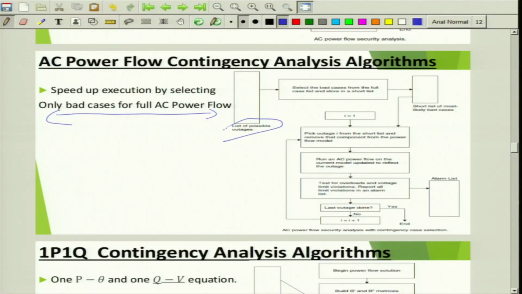So take the list of all possible outages. For them, select the bad cases from the full case list and store them in a short list. How do you do it? By carrying out DC power flow. DC power flow is a very quick method. So use DC power flow to shortlist, and for the shortlisted cases you carry out the same procedure: run an AC power flow, report the violations, and then consider which is the really critical event.